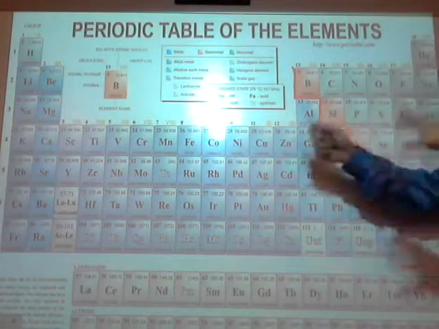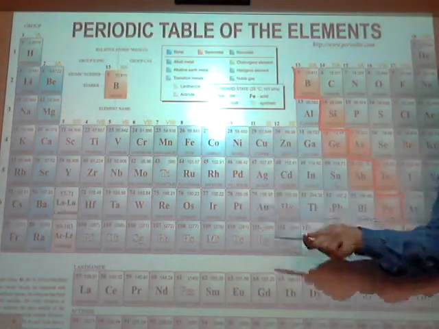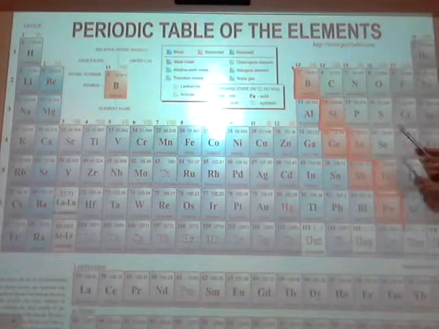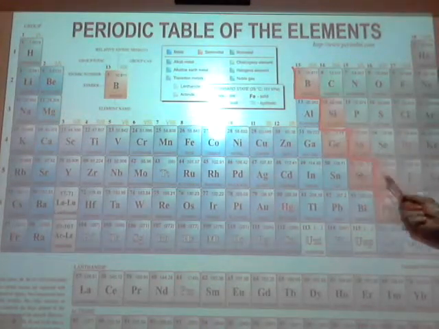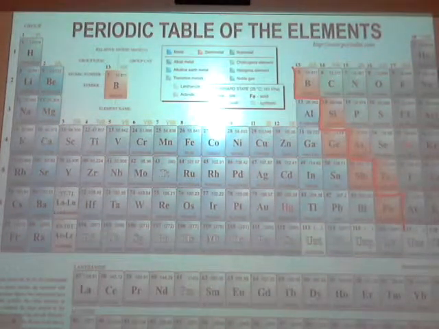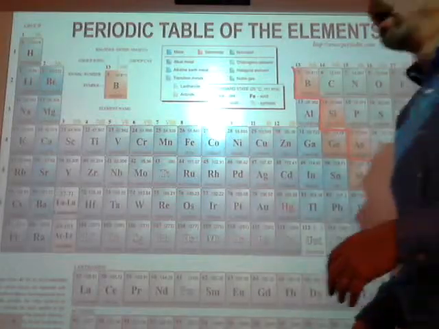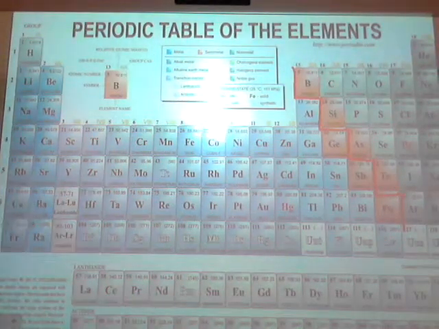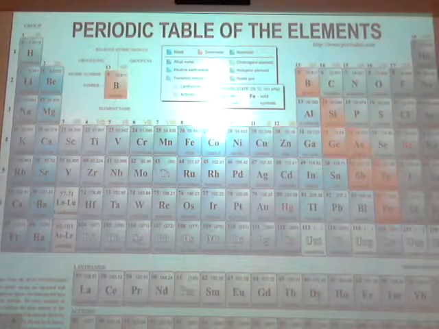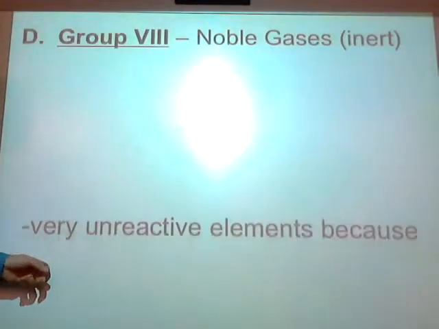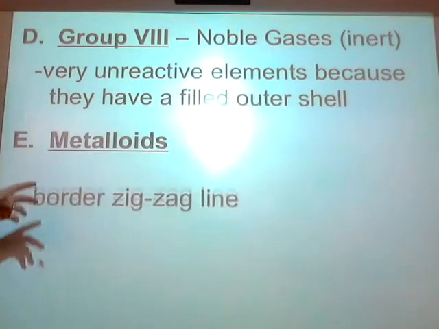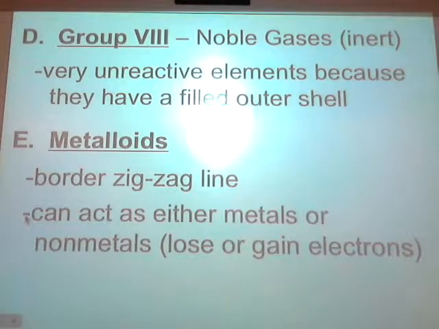The guys on the left, I told you yesterday, they want to lose electrons. The guys on the right, they tend to gain. The guys that border it, they're in brown here. Those kind of guys, they're called metalloids because they can either gain electrons or lose electrons depending on who's around them. So just so you have it written down somewhere, they're called the metalloids. They are the guys that border the zigzag line, and they can either lose or gain electrons.